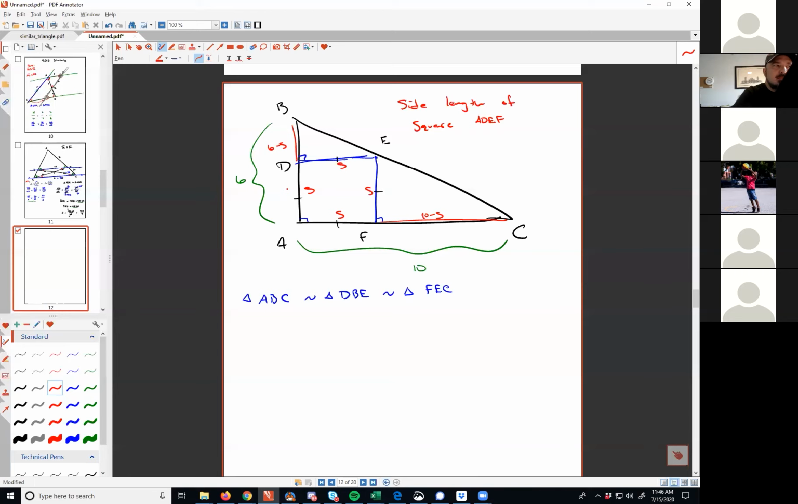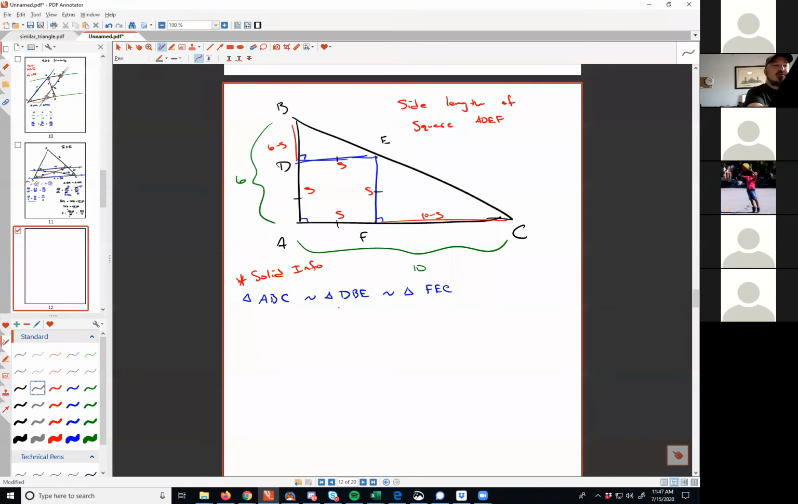I think we could use ABC. Why ABC? Maybe because it has the whole square in it. Not because it has the whole square in it, but because we are sure of the side lengths of two sides. We have solid information. So let's make use of that.